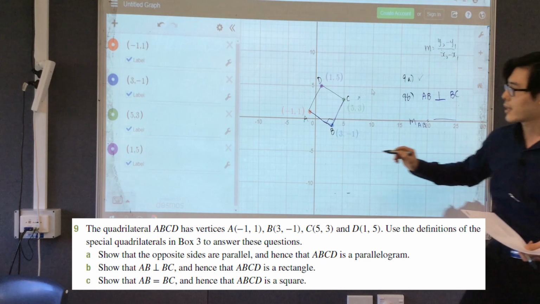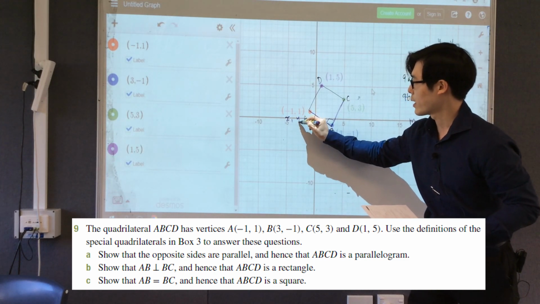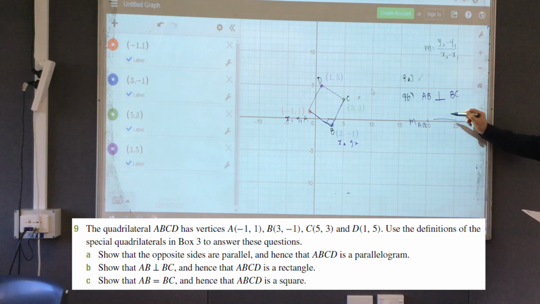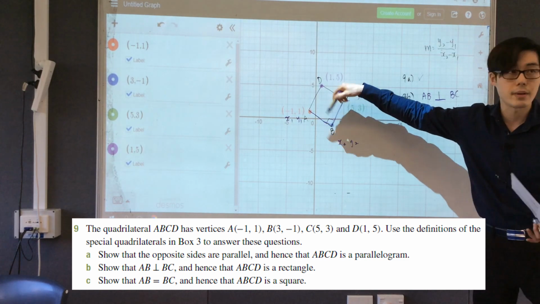Okay? So once again, let's label the sides. So x1, y1, x2, y2. Help me out here. What am I writing? -1, -1. And 3, what? -1. Yep. So that's -2/4. So that's -1/2. Okay, so that's the gradient of AB.